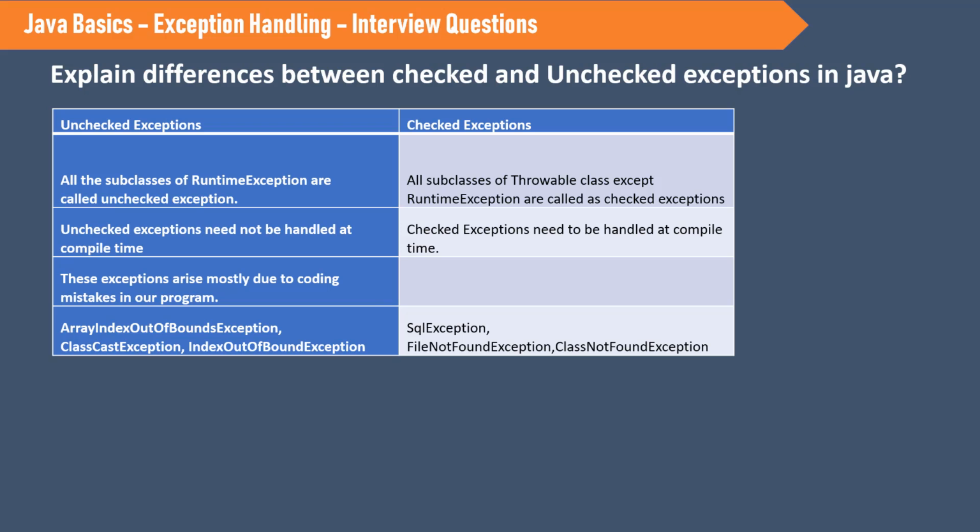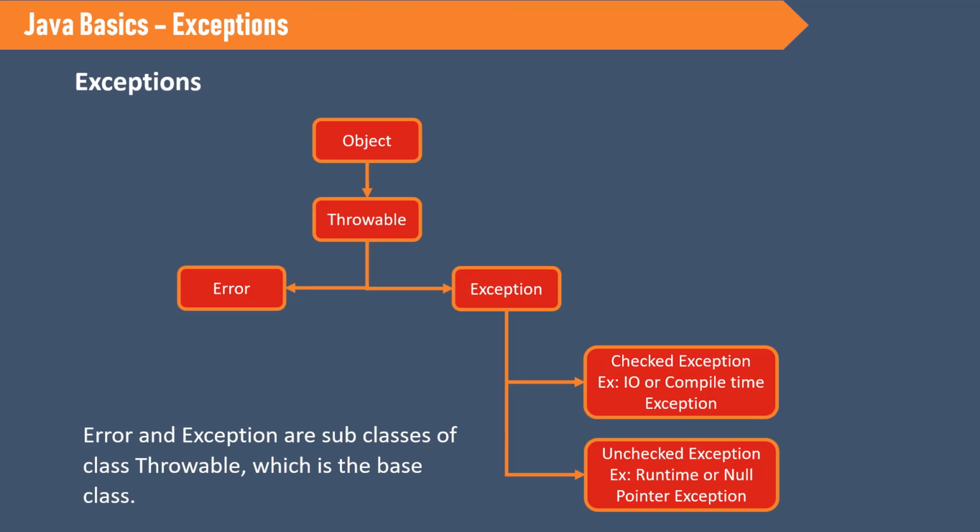Explain the differences between checked and unchecked exceptions. So unchecked exceptions and checked exceptions. All the subclasses of runtime exception are called unchecked exceptions. Let's see this diagram. In this one, throwable is the superclass and error and exception are the subclasses. And within exception, there are two kinds of exceptions. One is checked exceptions, that means these are compile time, and unchecked exceptions, that means these are runtime.